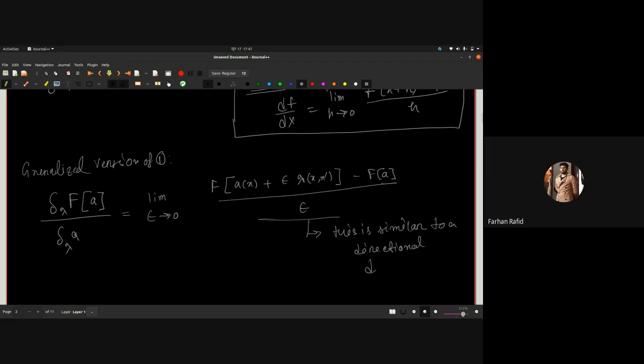Shouldn't the parameter inside lambda be x minus x prime? No, not necessarily. Lambda is a general distribution function, right? I don't think it has to be a distribution. It can be any function. Okay.